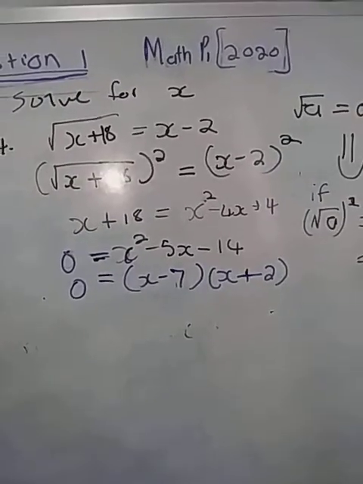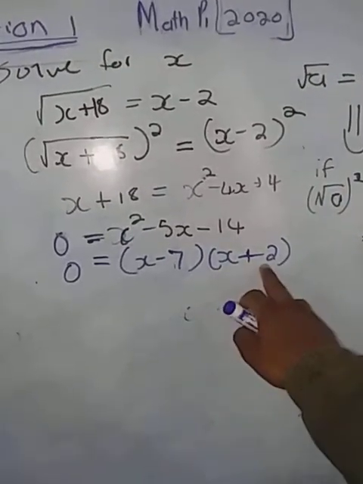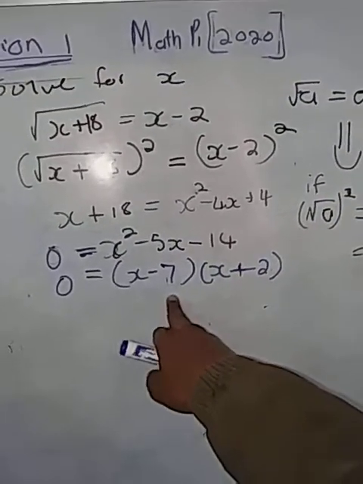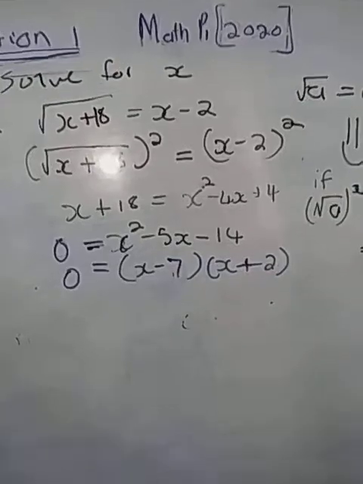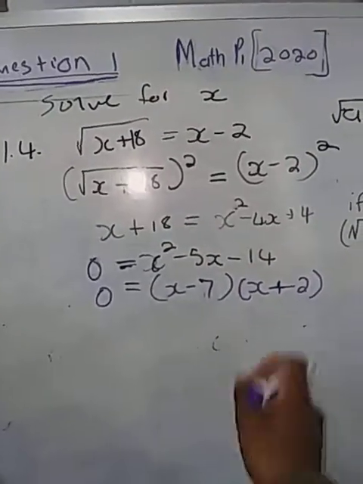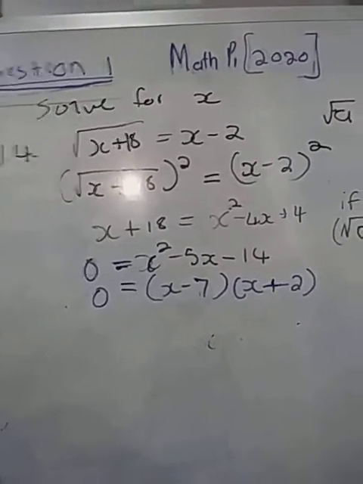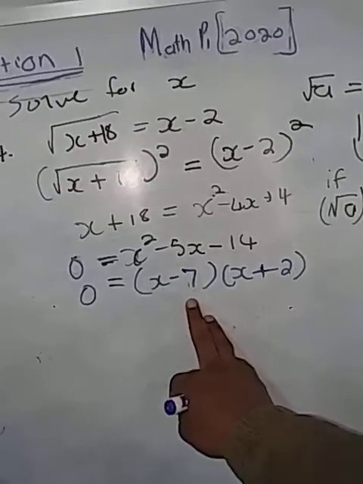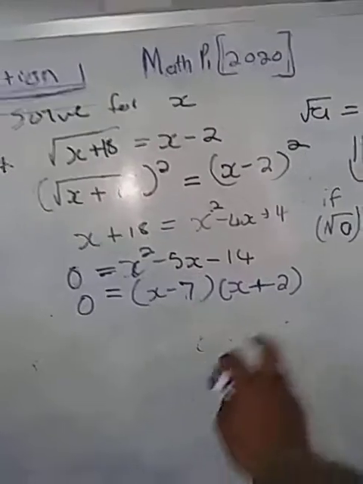I'm sure most of you know the factors of 14. Those factors will be 7 and 2, because we know that 7 minus 2 is 5, right? And 7 times 2 is 14, right? Then now we're going to put those factors in the brackets. You can either put 7 here or here, but I decided to put it on the first bracket.